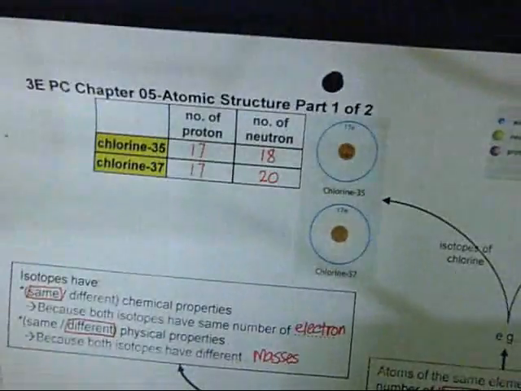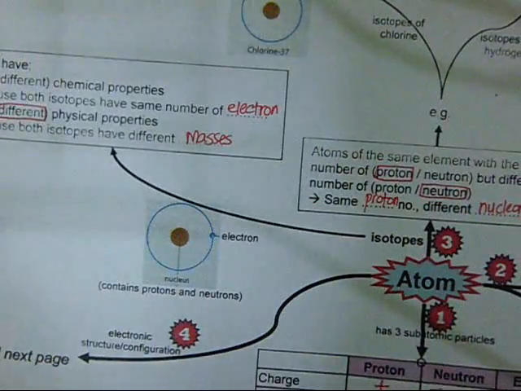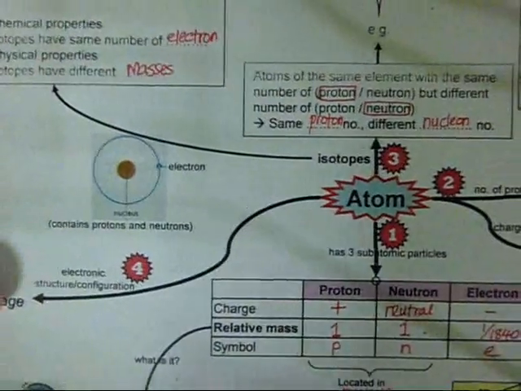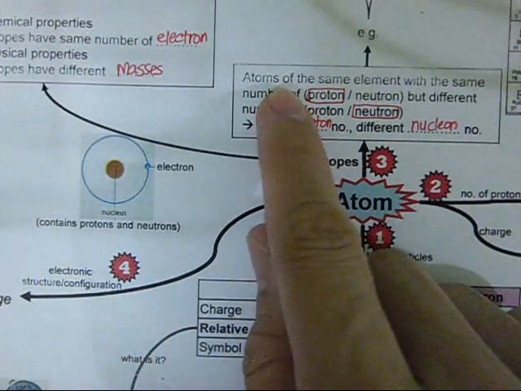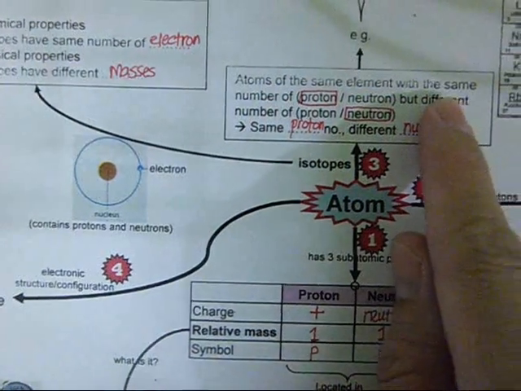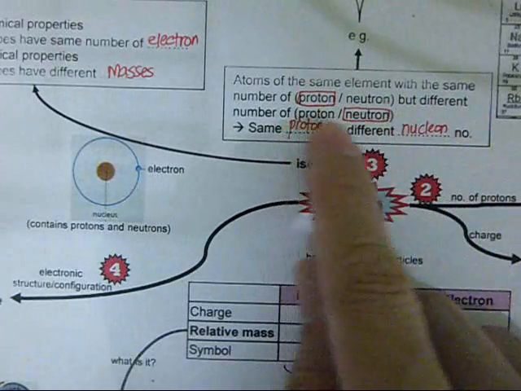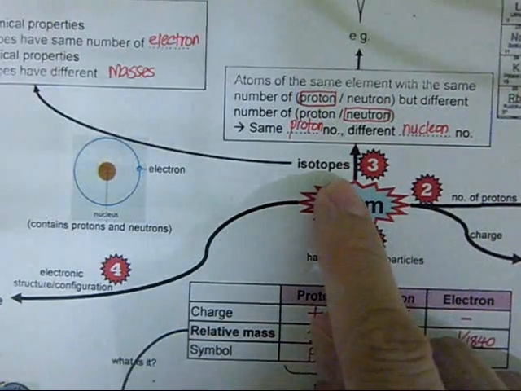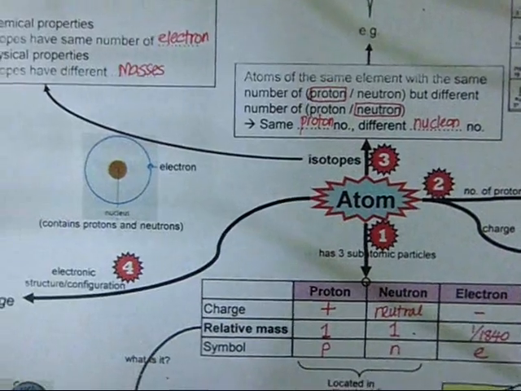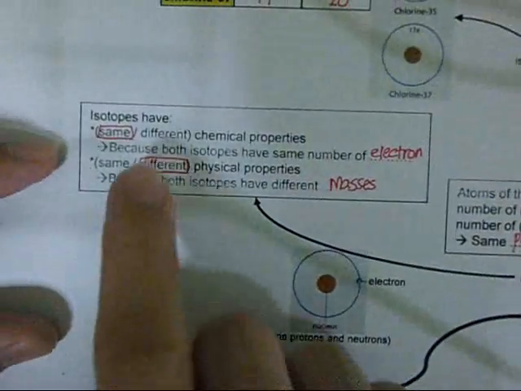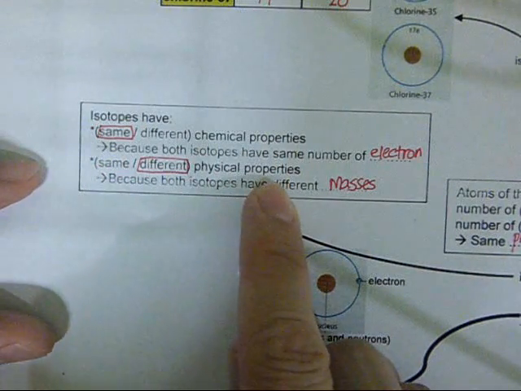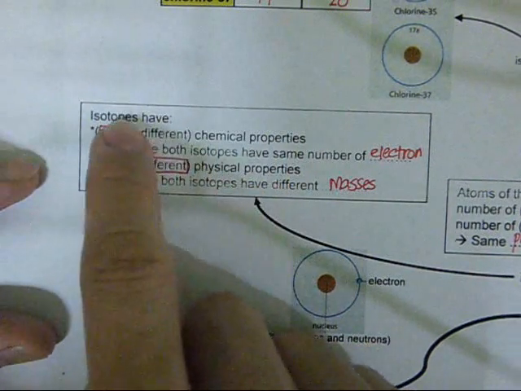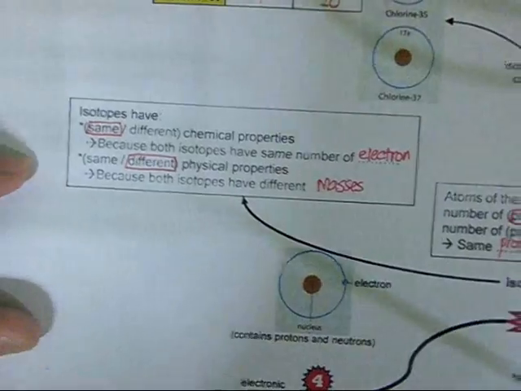Atomic structure, page 1 of the mind map. You need to memorize the definition for isotope. Isotopes are atoms of the same element with the same number of protons but different number of neutrons. That is the isotope. And you need to know that isotopes have the same chemical properties but different physical properties. Same chemical properties, different physical properties.